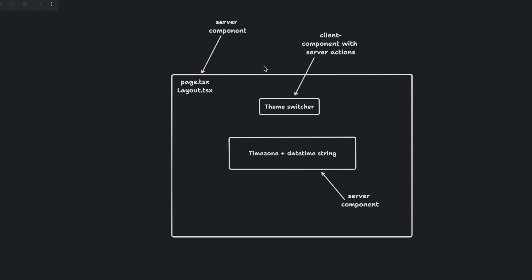All right, so now that we have gone into details about client hint cookies, let's take a look at what we're building. We have our layout and page components, and both are server components. And we have a theme switcher that has the options light, dark, and system. It is a client component that calls a server action. And then we have a server component that gets the time zone information and calls an external API to get the date time information and render the same.